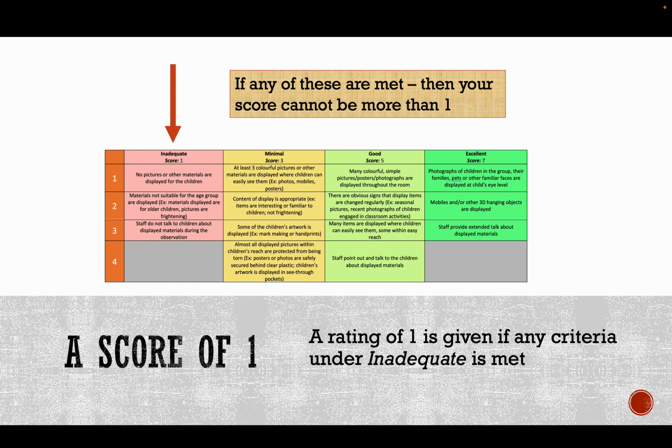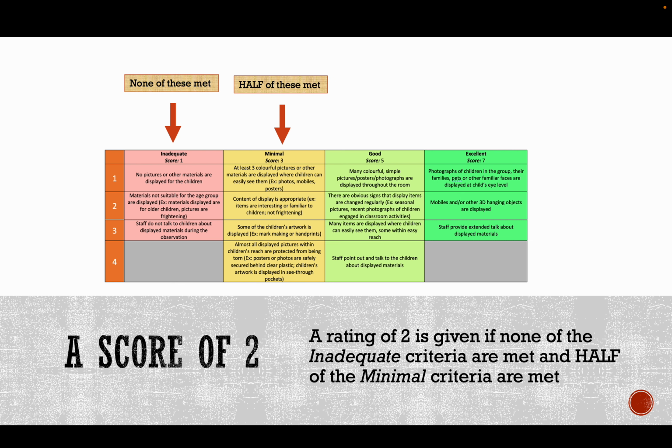So a score of 1. If any of the criteria under inadequate have been met, then you are stuck at a number 1. You cannot progress past number 1 if you have met any of the criteria listed under inadequate.